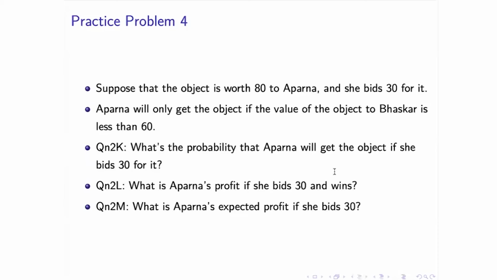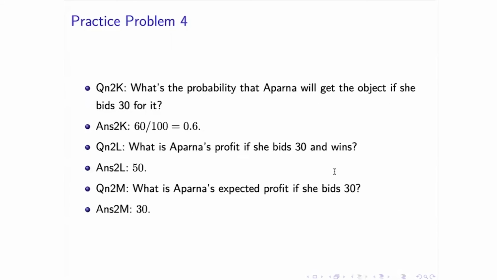So notice that this is the same set of questions that we had answered before, but earlier we had answered it under the assumption that Aparna thought that Bhaskar will bid exactly his valuation. Now we are thinking that Bhaskar will bid half of his valuation, right? Okay, so let's go through this step by step.